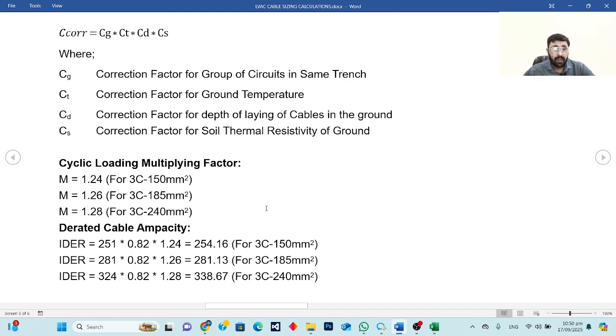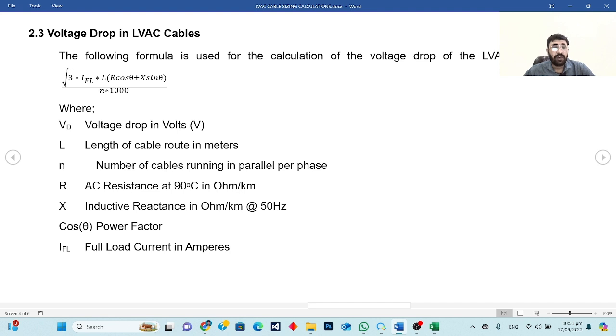And the next criteria will come out: the voltage drop. So the voltage drop for the LVAC cable sizing is equal to root 3 multiplied by the I full load, which is the inverter output current, and then the length, then multiplied by R cos theta plus X sin theta. Cos theta is basically the power factor we use in our system, so it is 0.95, the power factor we're using, mostly 0.9 as per the solar project requirement, and then divided by the number of runs per cable and multiplied by 1,000.